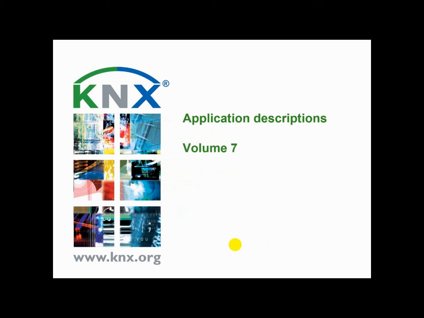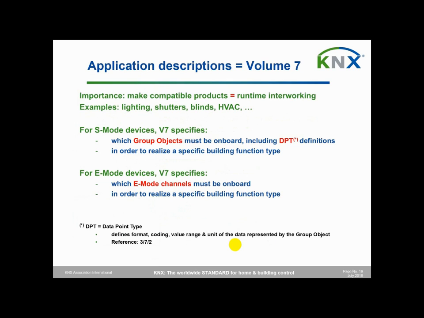And then the last part, the application descriptions in volume 7. Well, the importance of this volume is to make compatible products. So that means to assure runtime interworking. So examples of applications are lighting, shutters, blinds, HVAC. So any function that can be found in a KNX installation.